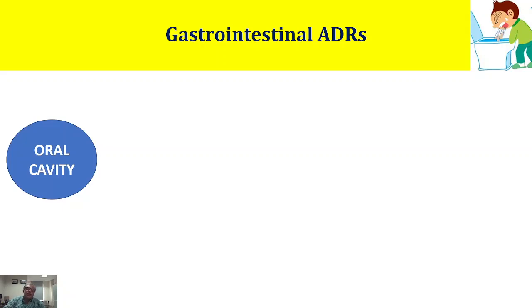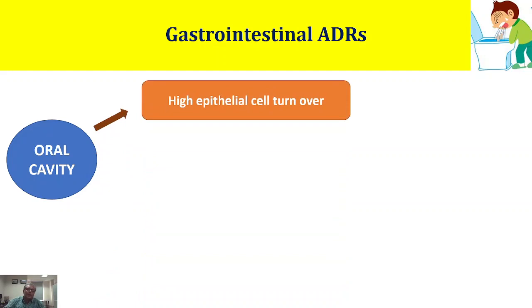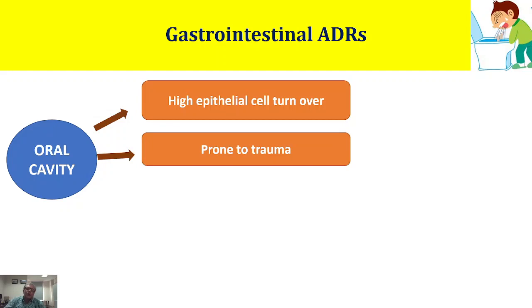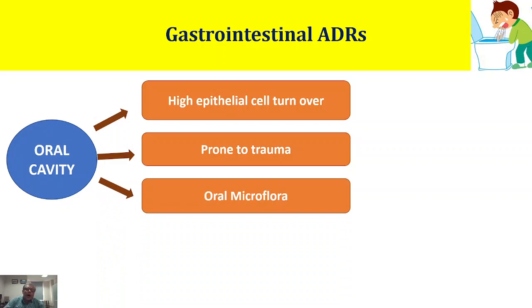In the gastrointestinal system, first we focus on the adverse drug reactions related to the oral cavity. Why is the chance of adverse reactions in the oral cavity higher? Because of three to four reasons. First and foremost, as in the other parts of the gastrointestinal tract, there is a high epithelial cell turnover in the oral cavity. And you all know that because of brushing and chewing, the oral cavity is very prone to trauma. Additionally, the oral cavity contains a large source of microflora.